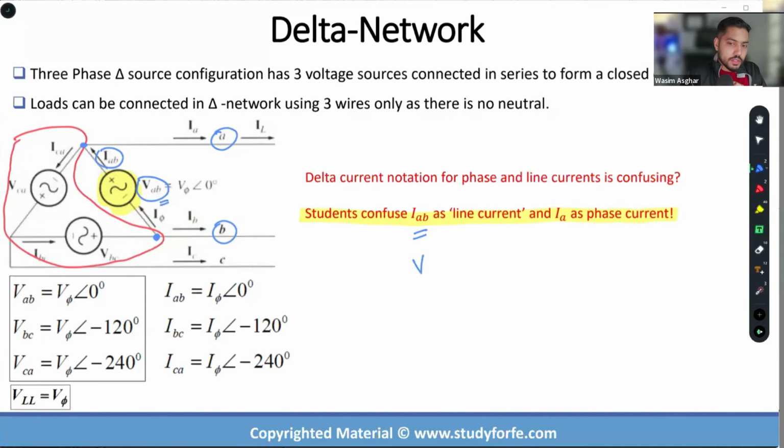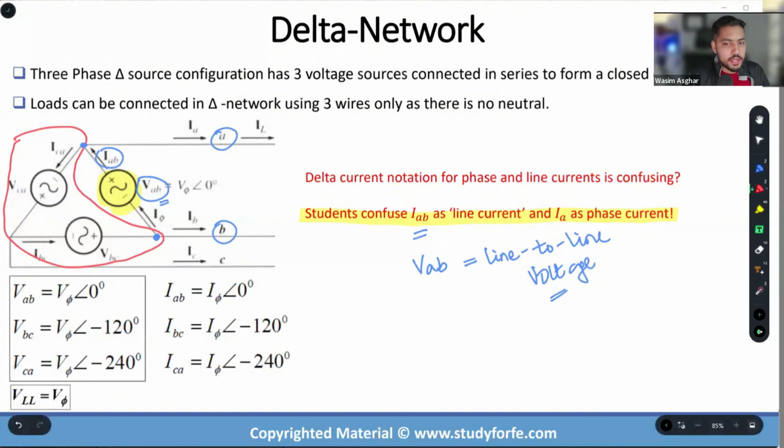The reason for that confusion is that VAB is a line-to-line voltage. So the thought process is that IAB must be a line-to-line current. It is the phase current for a delta configuration. I'm taking baby steps here because these are the areas where mistakes are made and points are lost.